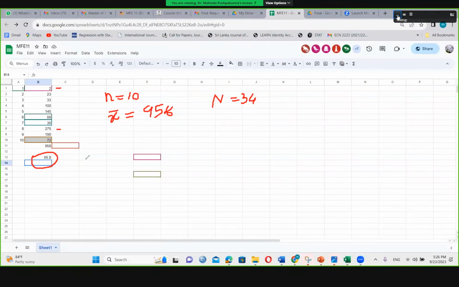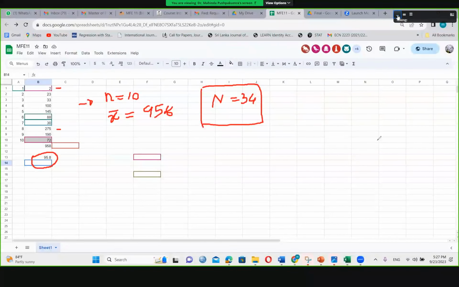It's a huge number, no? But the minimum is 2, maximum is 275. Actually our objective is not to make a conclusion only about the sample. We want to make a conclusion related to our population.